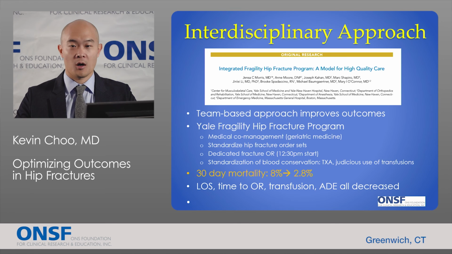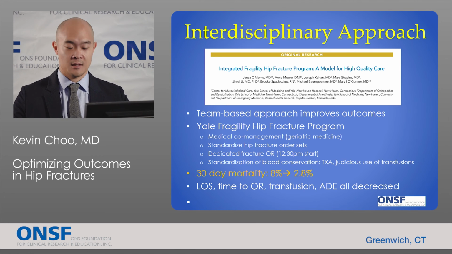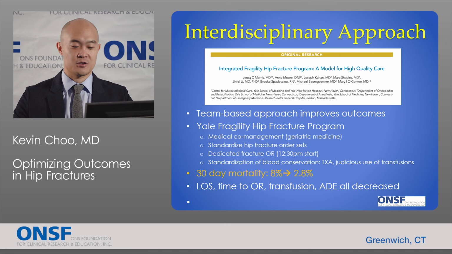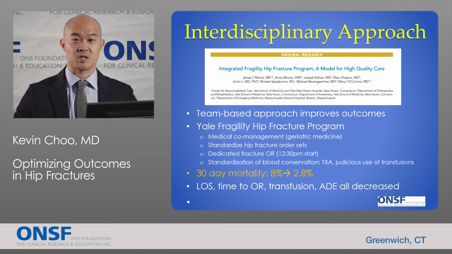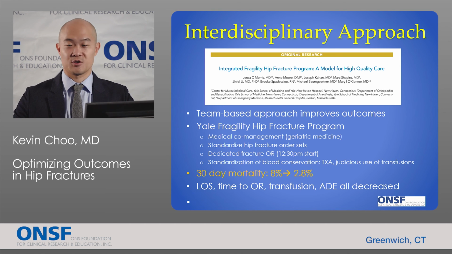Notably, they had a dedicated OR for hip fractures, which allowed for expeditious treatment of these hip fractures rather than delaying. As we mentioned, we know that expeditious treatment is beneficial, generally speaking. And standardization of other postoperative management, including blood conservation, the use of tranexamic acid pre-operatively, as well as judicious use of transfusions. And what they found was that they could significantly improve their outcomes after these injuries. Notably, they found a 30-day mortality reduction from 8%, which is pretty close to the national average, down to 2.8%, which is a pretty remarkable result. In addition, they found that length of stay, time to the OR, transfusion, and adverse drug events are all decreased overall.